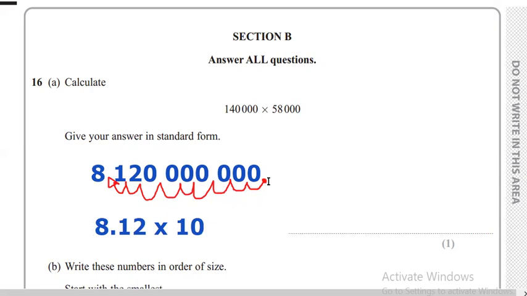Now, the power depends on the movement that you made. Because we moved that way, it means the power should be positive. Because we made the number smaller, the power should be bigger. So it's going to be a positive power. And we moved 9 times, it means the power should be 9. So the final answer will be 8.12 times 10 to the power of 9. And this is how you answer a question like this. Now let's move on to the next question.